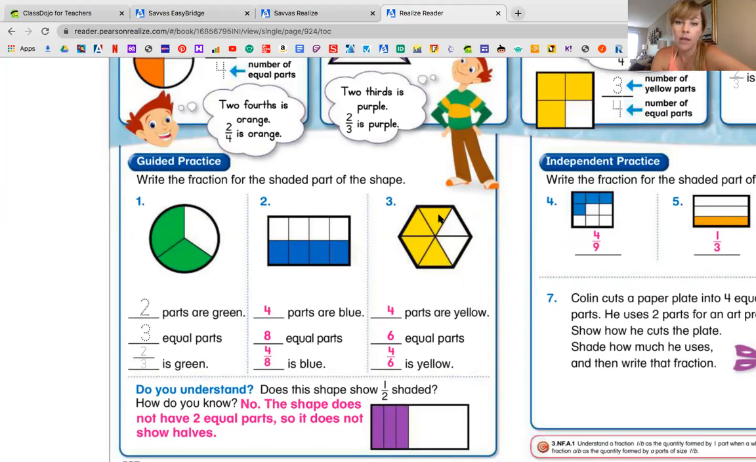Okay, here's a fun little shape for you guys. There's 2, 4, 6 pieces, sorry. 4 are yellow, and there's 6 equal parts. So 4 of the 6 is yellow.